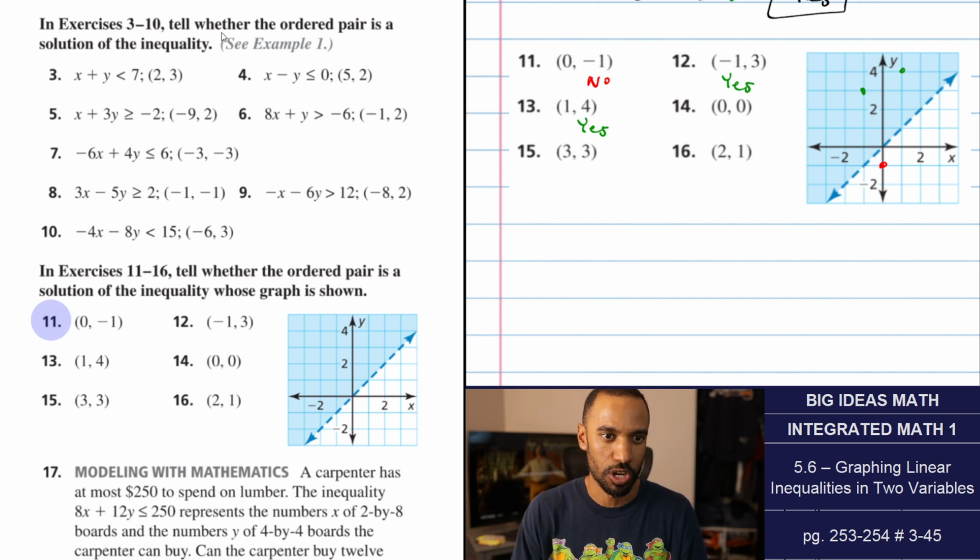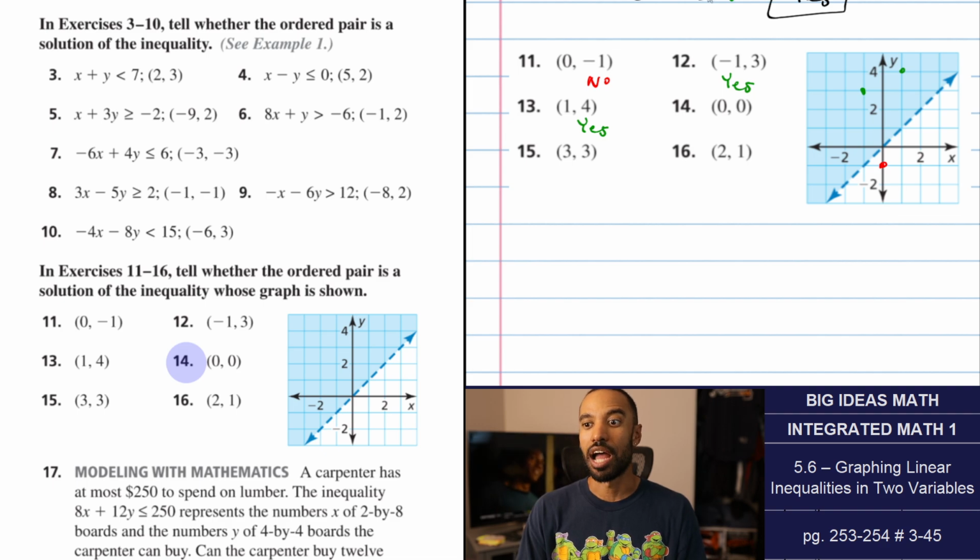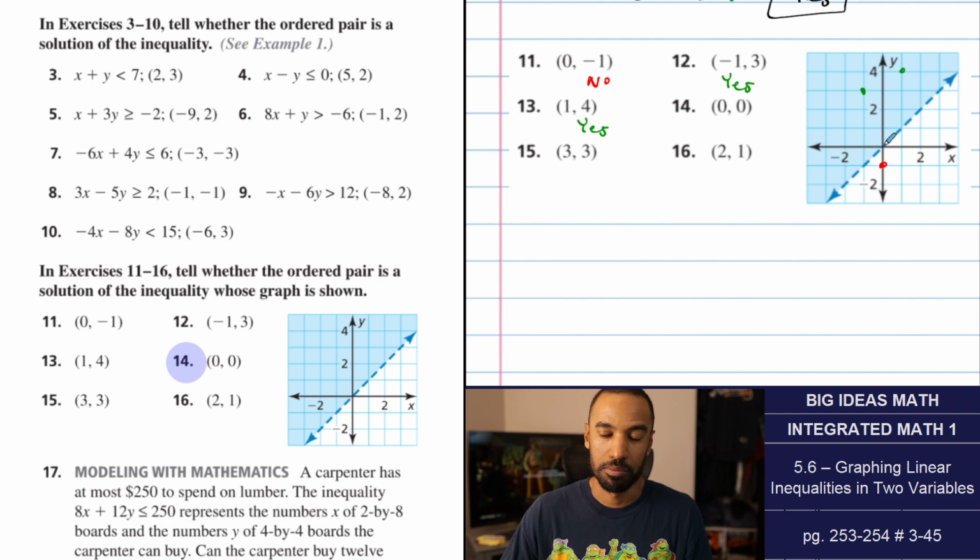Sorry if I don't switch these things over. Number 14, (0, 0). Now, this is not one I would test on this kind of one because (0, 0) is on the boundary line, but for our test of it, it's on a dashed portion of the line, so it's also a no. If it's on a dashed portion of the line, no, it's not going to work.